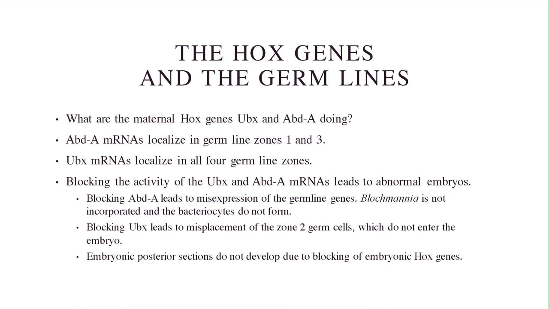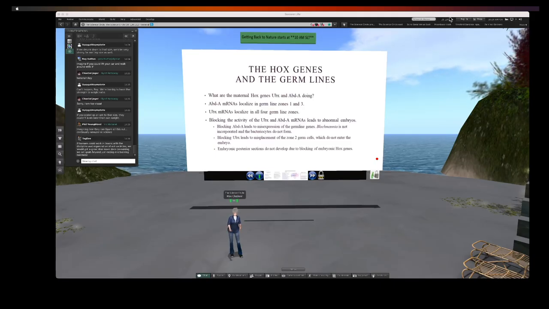It's an enormous amount of work that they were doing. So, a couple of questions here then. What are those maternal Hox genes, UBX and abdominal A, doing? One of the things they looked for was, where are those two genes active?